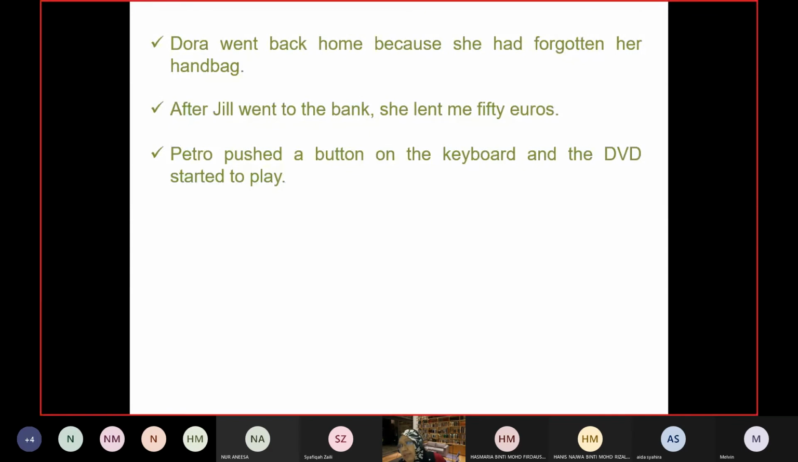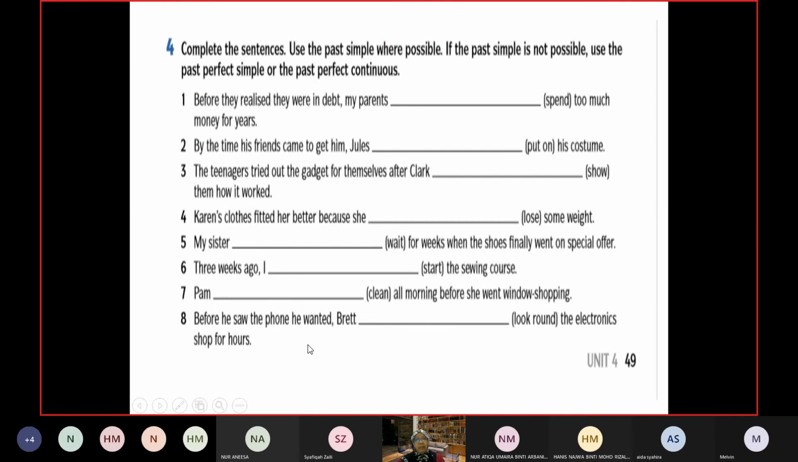Alright. Last but not least, back to Atika Umaira. Number 10, teacher. Ya betul. Push a button. Yes, correct. Okay, all right. Next exercise, this one again. Please do page 49, exercise 4 in your book. So there are two exercises. The first one just now also page 47. Then this one page 49.